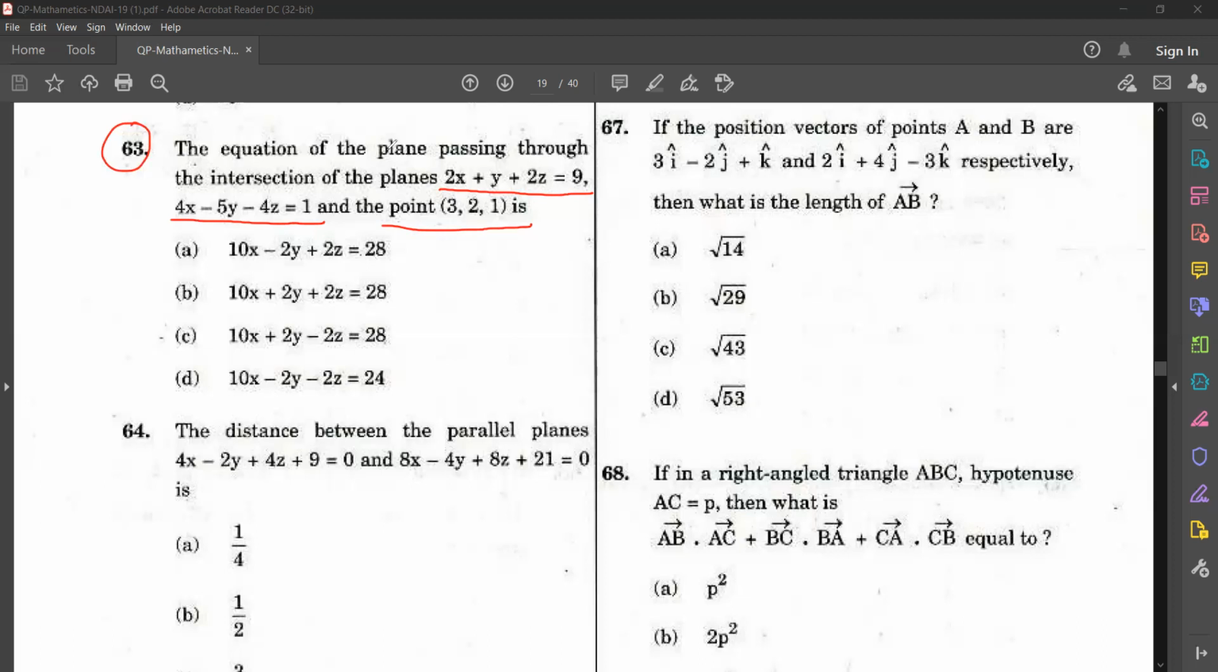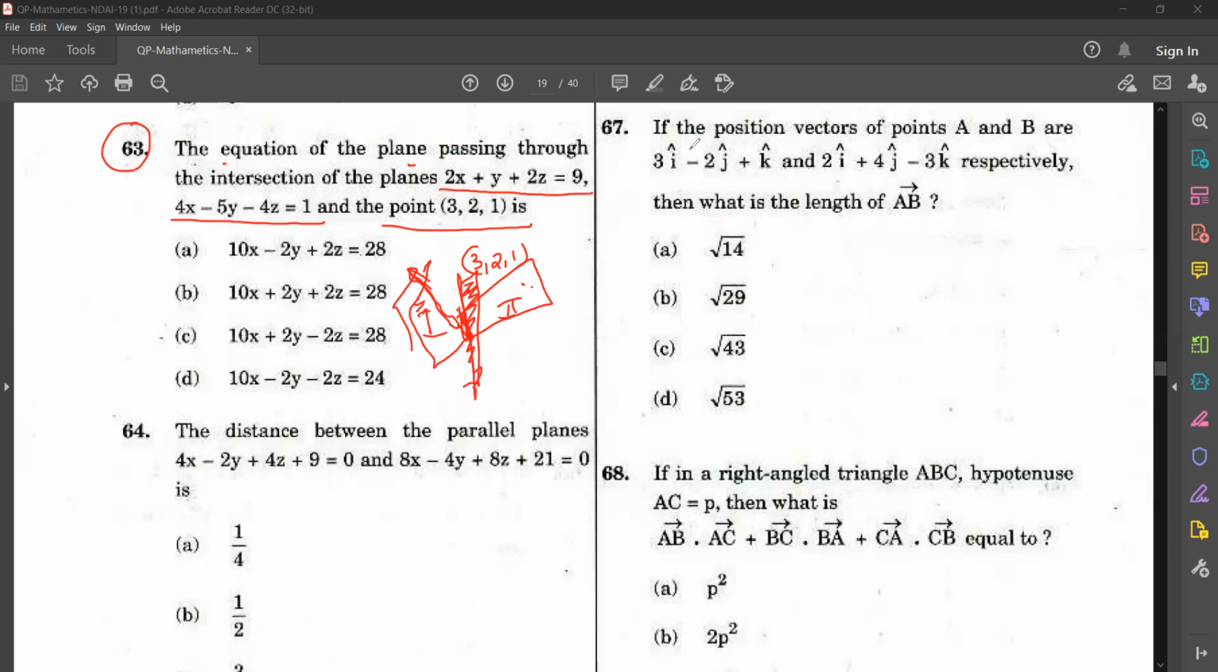Are you able to follow the meaning? You have to find the equation of a plane, and that plane is passing through the intersection of two planes. If there is a plane 1 and plane 2, this plane is passing through the intersection of these two planes, and it is passing through the point 3, 2, 1.